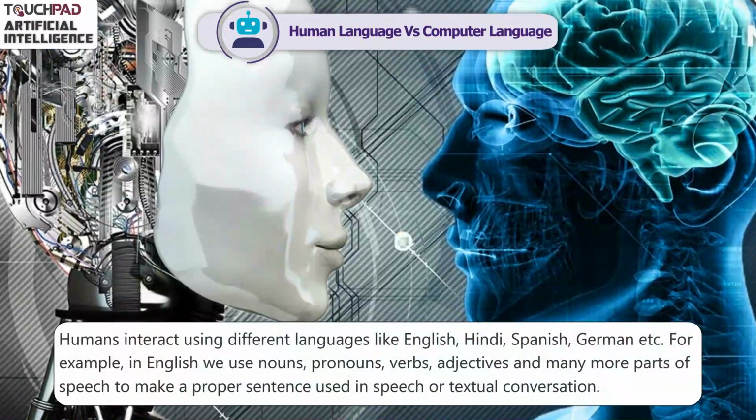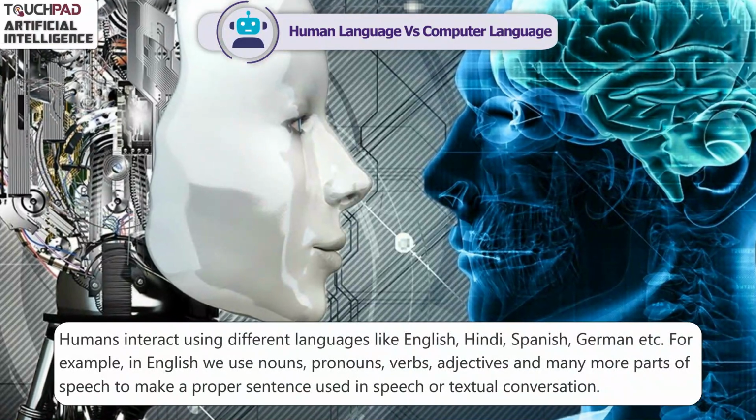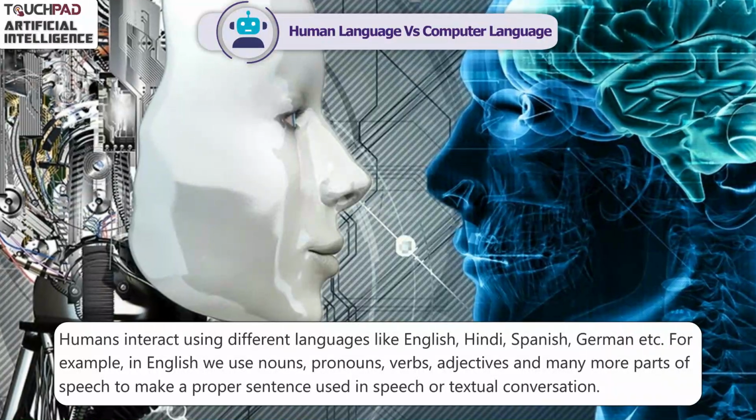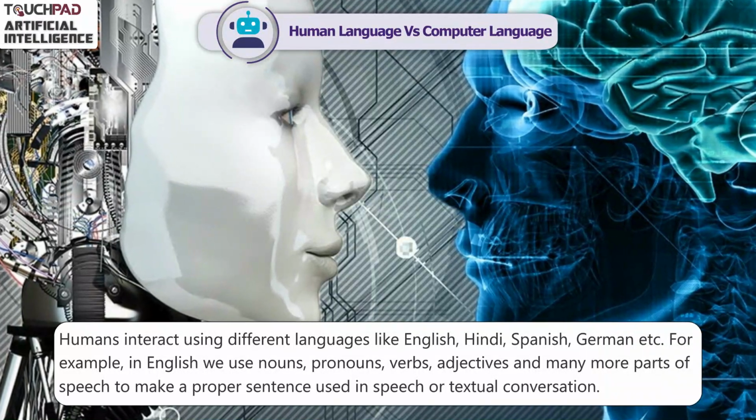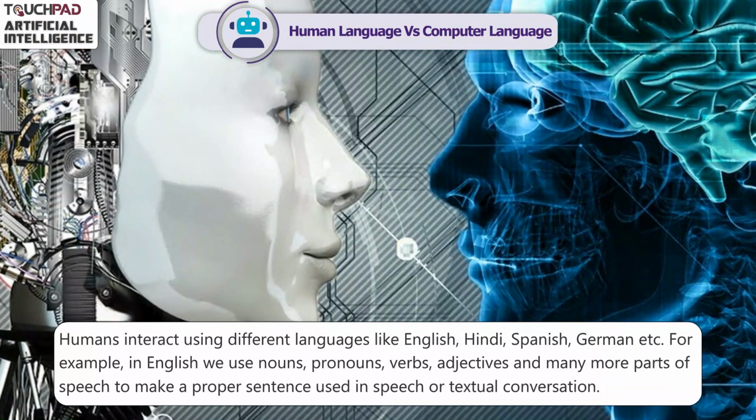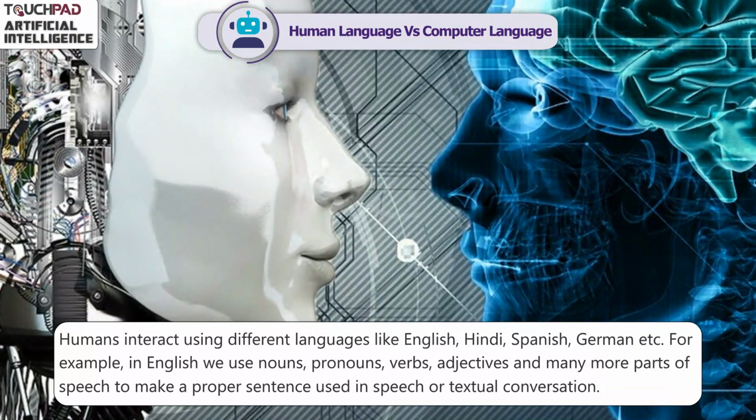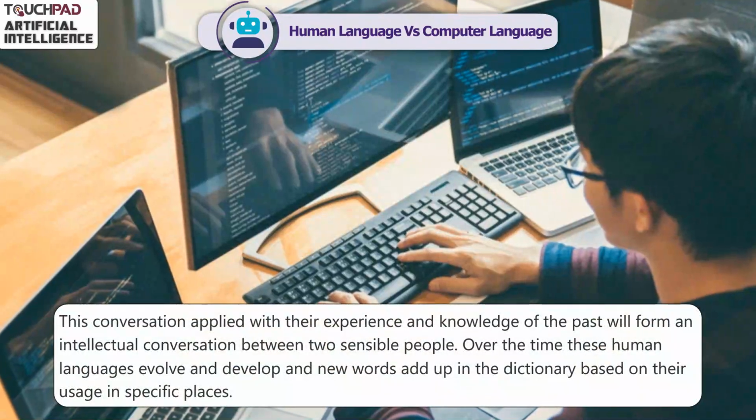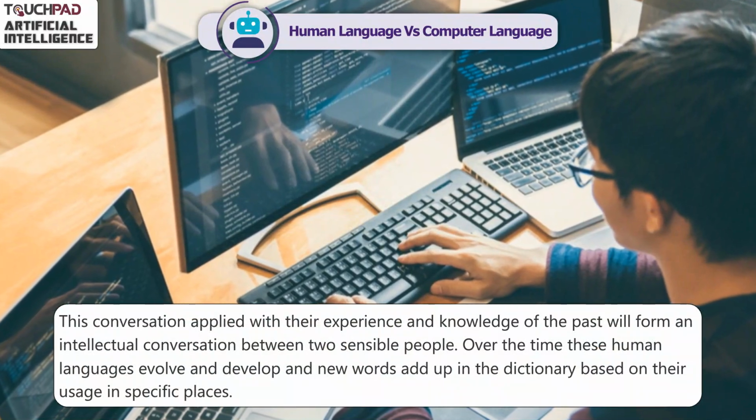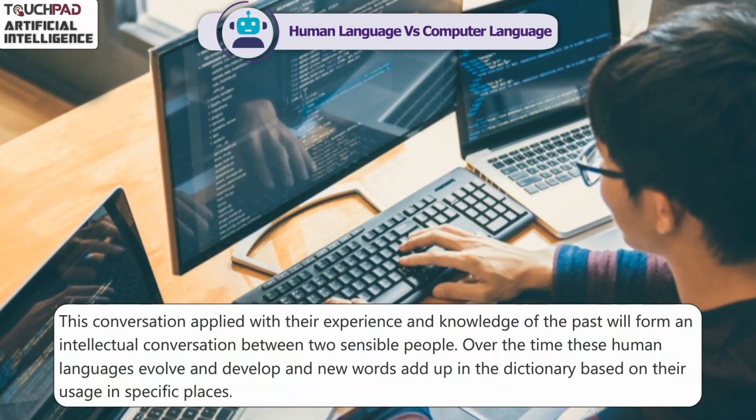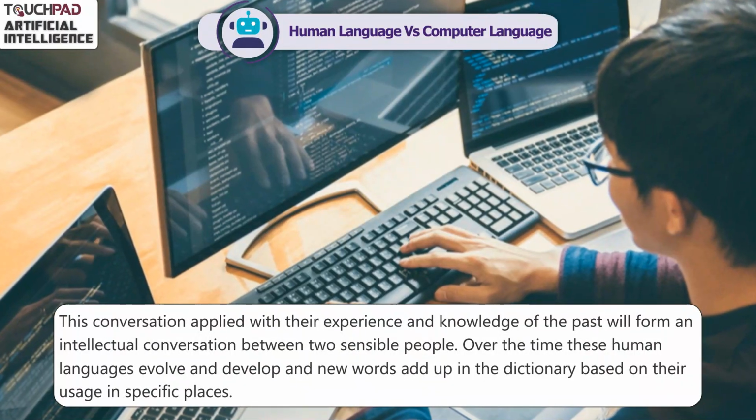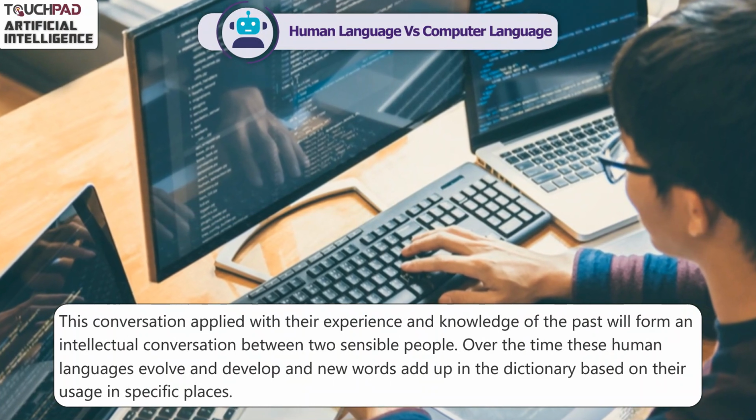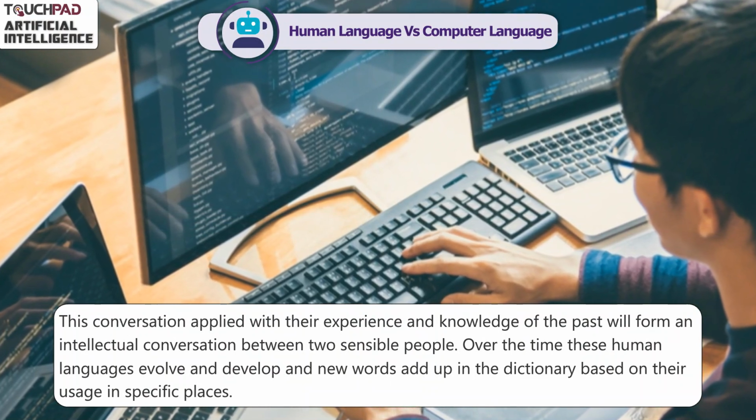Humans interact using different languages like English, Hindi, Spanish, German, etc. For example, in English we use nouns, pronouns, verbs, adjectives and many more parts of speech to make a proper sentence used in speech or textual conversation. This conversation, applied with their experience and knowledge of the past, will form an intellectual conversation between two sensible people. Over time, these human languages evolve and develop, and new words add up in the dictionary based on their usage in specific places.